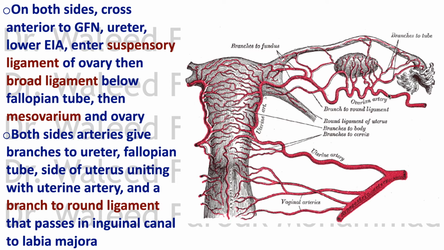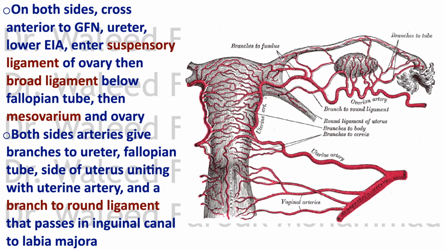On both sides, the arteries give branches to the ureter as they descend. Remember, because the ureter was a long structure, it takes its blood supply from different sources. It supplies the fallopian tubes, see, the branches to the fallopian tubes, and communicates at the end with the uterine artery, okay, the uterine artery, to continue the supply of the uterus.